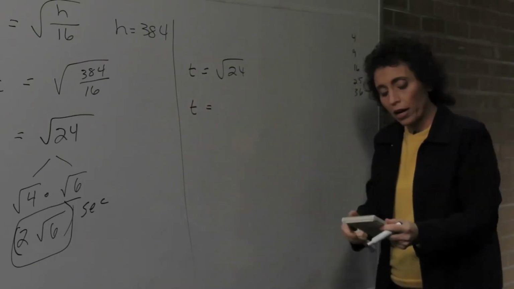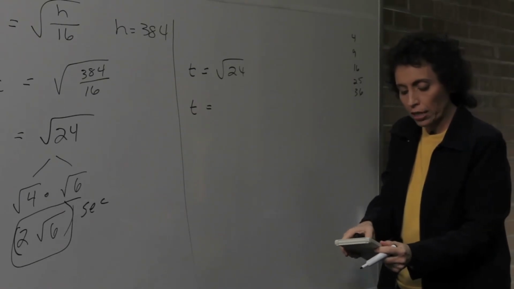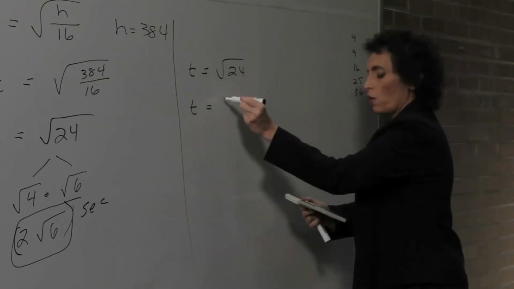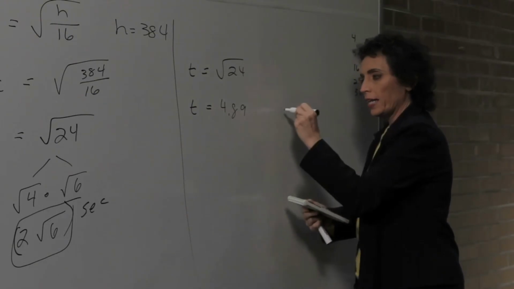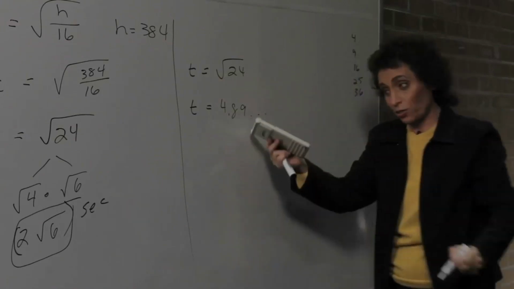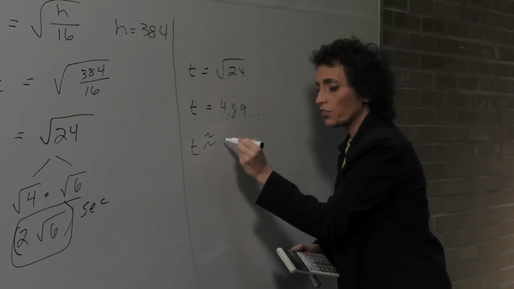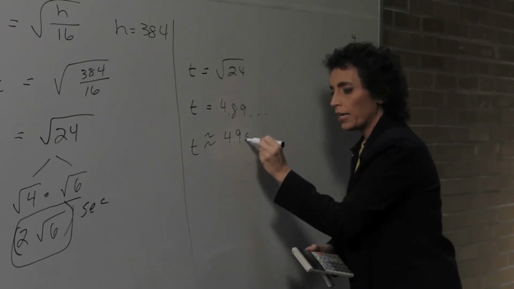Now let's remember how to round, all right? We need to go to the thousandths place so that we can round to the tenths place. And we get 4.89, and it keeps going, going, going. Okay, so look what I said. I said about 4.9 rounded, and this is true. If I round this to the nearest tenth, it's 4.9.